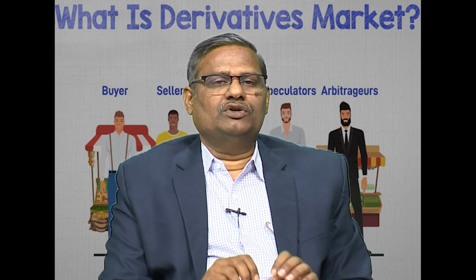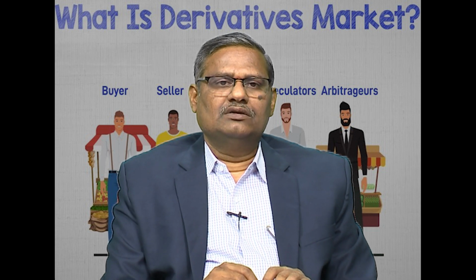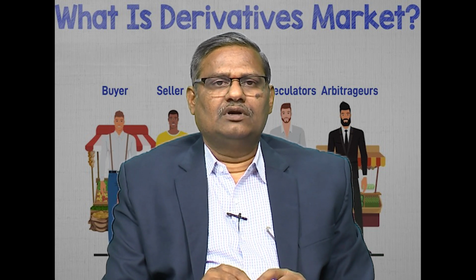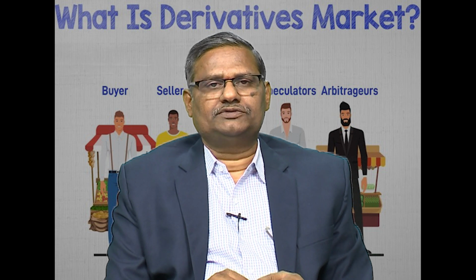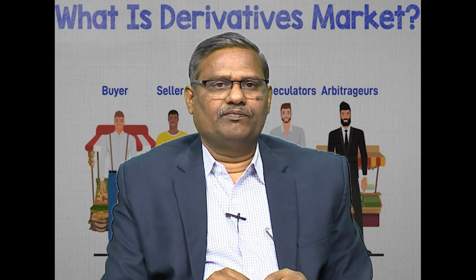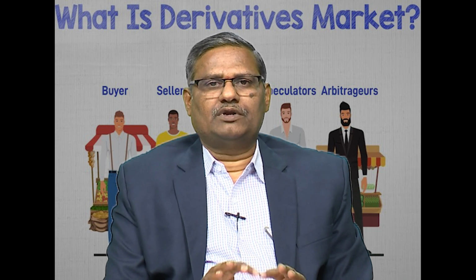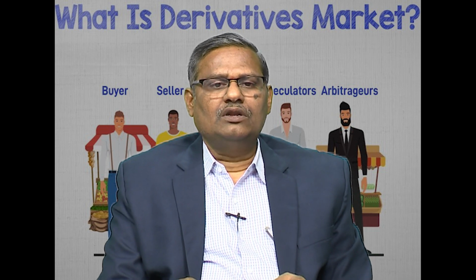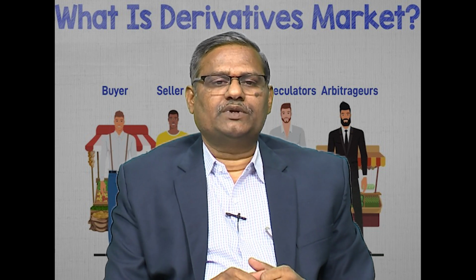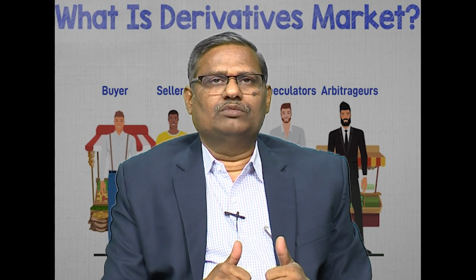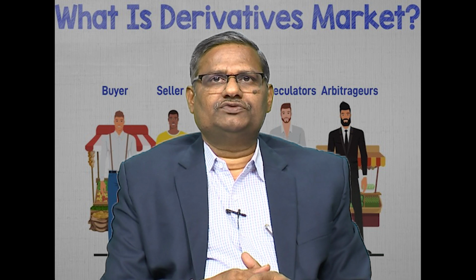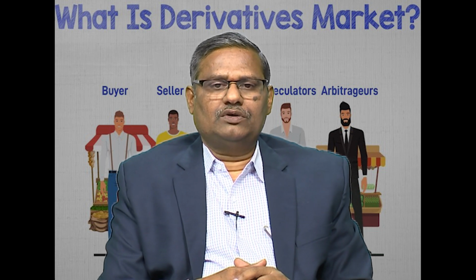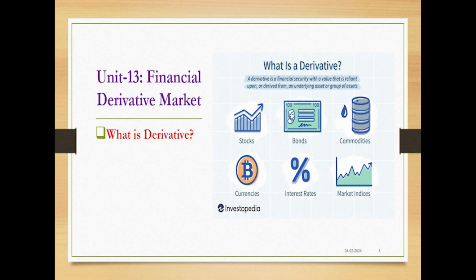We will discuss initially what we mean by derivatives. A derivative is very clear: the value is derived from the underlying asset, and it is traded in the market. In the stock market we have index futures, index options, stock futures and stock options. These are the basic instruments permitted in the stock exchange. We have 3 units to discuss in this block 5: the derivative market, the financial derivative markets in India, and the commodity derivative market. Initially we focus on what we mean by a derivative, which I already explained.